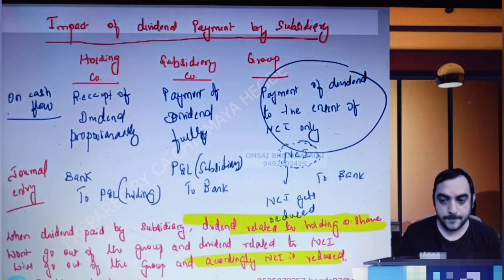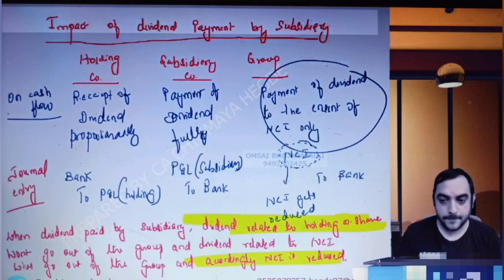And now the impact on the consolidation process. So this is the impact of dividend payment conceptually. Now we'll go for the impact of dividend on the consolidation process. Whenever I say dividend paid, because if it is yet to be paid, either proposed or declared, ignore it. So only the impact of dividend paid by the subsidiary.